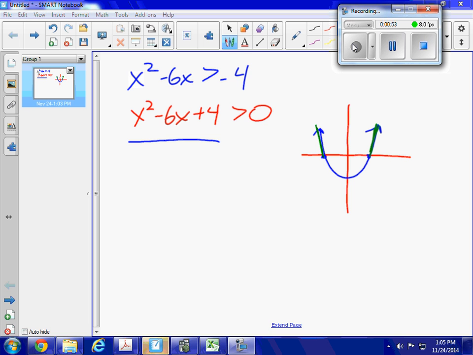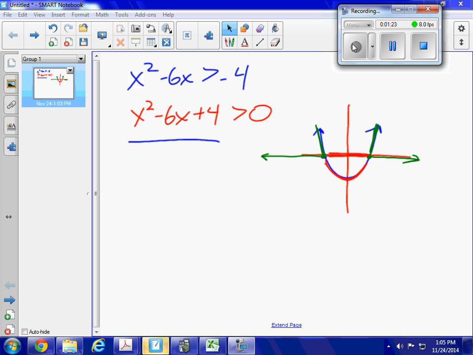These values of x. All the values of x from this root that way will produce a y that is greater than 0. And all the values of x from that root this way will produce a value for y that is greater than 0. But all the values of x in the middle here are going to produce values of y that are less than 0. So those will not solve this inequality.